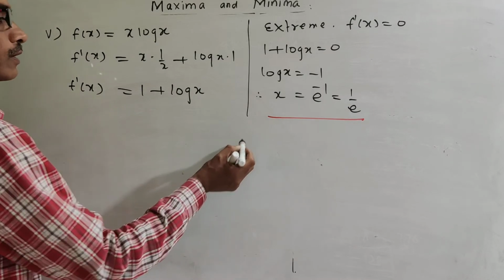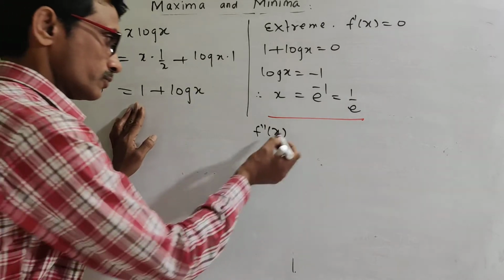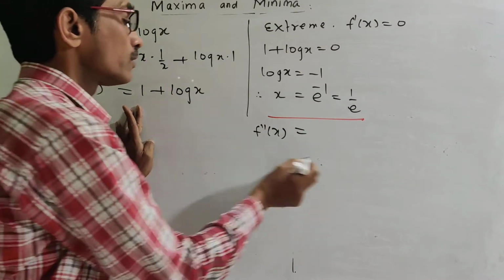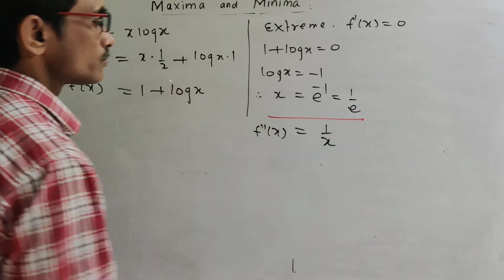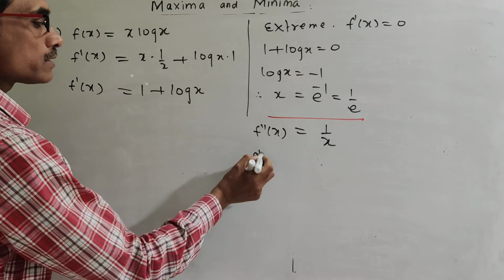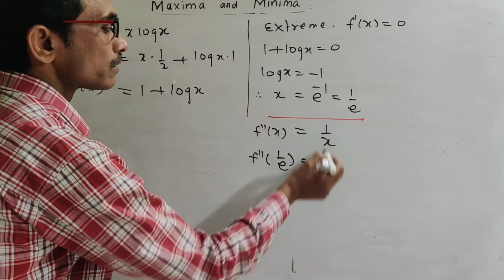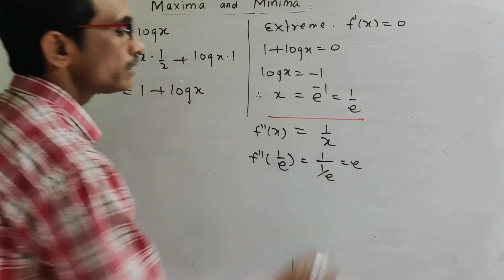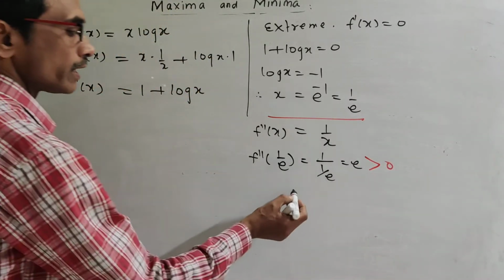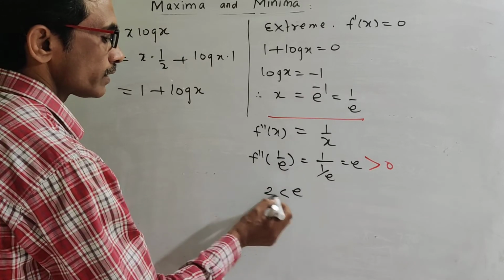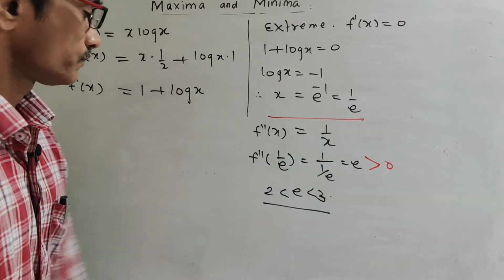Second order derivative is what? f''(x) is what? Here f'(x) is this. So f''(x) is the derivative of 1, which is 0, plus the derivative of log of x, which is 1 by x. And what is the stationary point? x equals 1 upon e. So what is f''(1/e)? 1 upon 1 upon e, that is equal to e. Now e is a positive number. It is a fixed positive number whose value lies in between 2 and 3. So clearly e is a positive number.